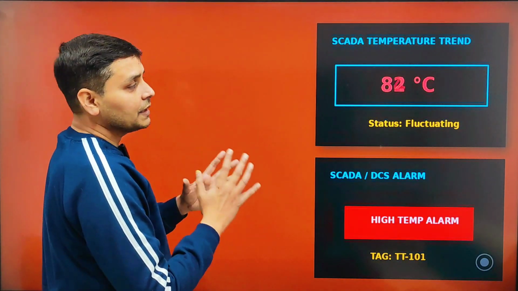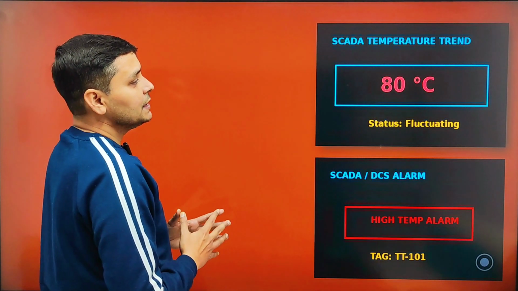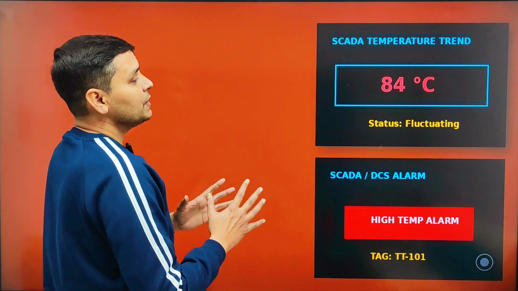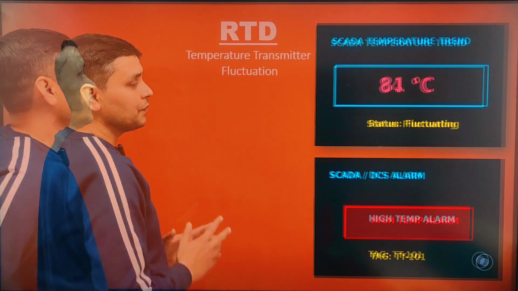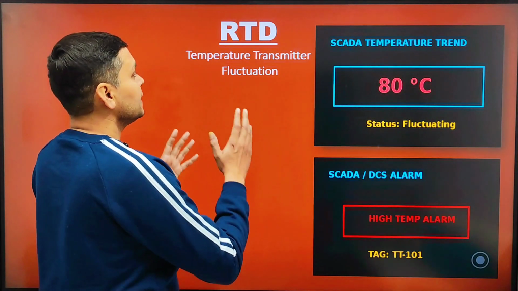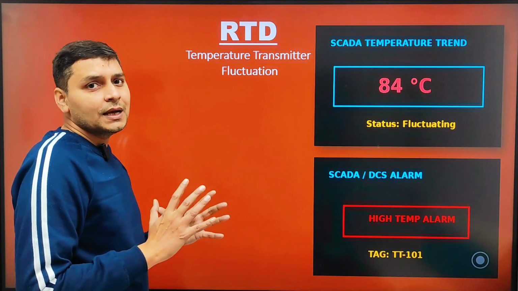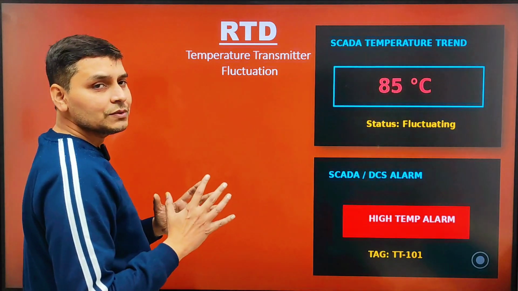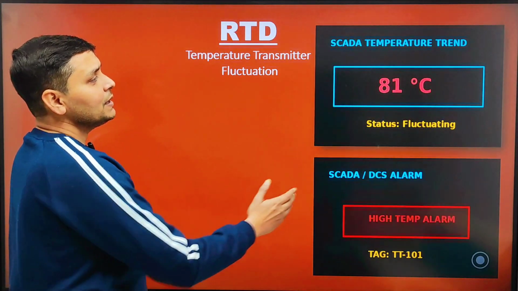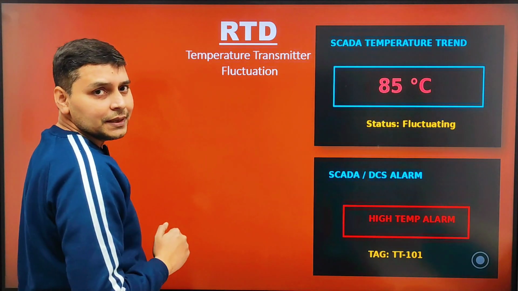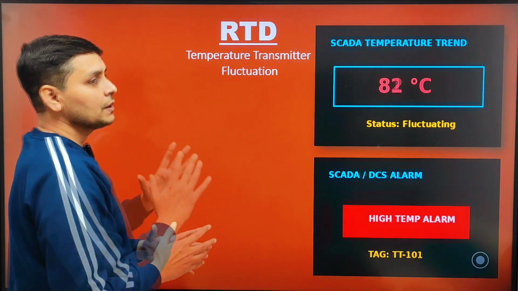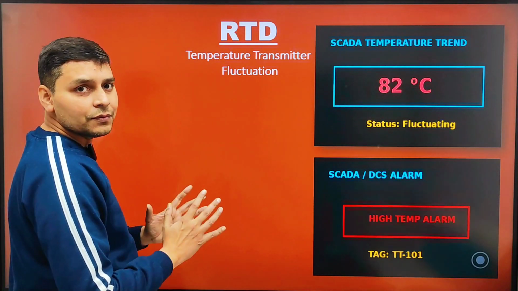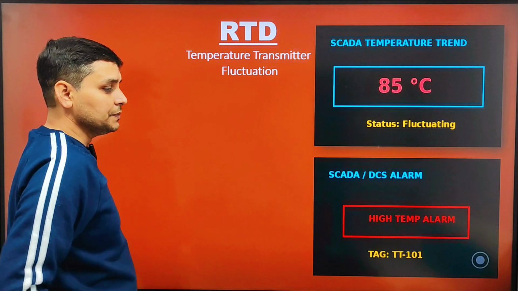But the process is running stable and the readings are fluctuating. So today we are going to discuss why transmitter readings fluctuate. And we will take an example of an RTD temperature transmitter. Look friends, RTD is a very reliable and accurate instrument, but its readings are fluctuating. And most important, how we diagnose it. So this video is going to be very helpful for you, so don't skip the video.